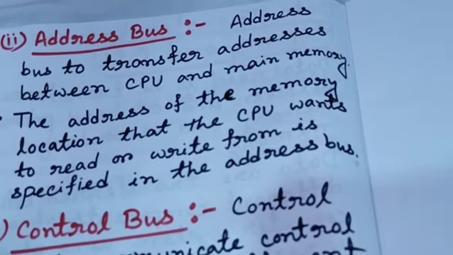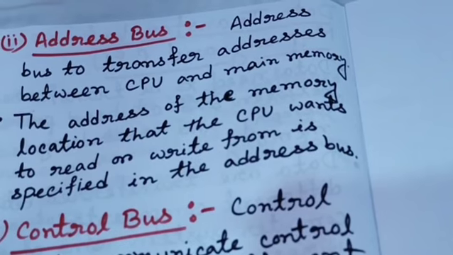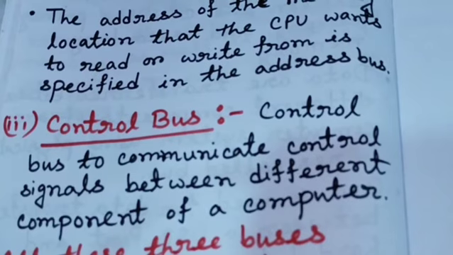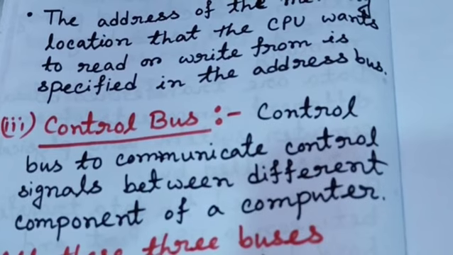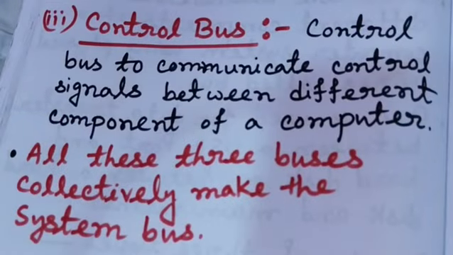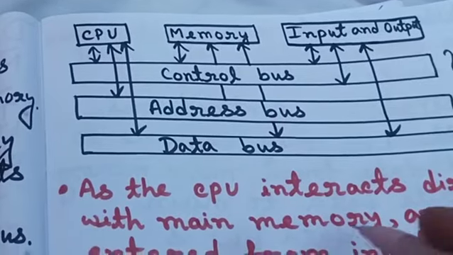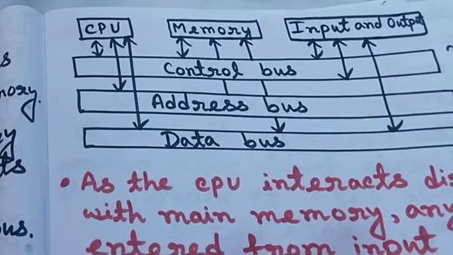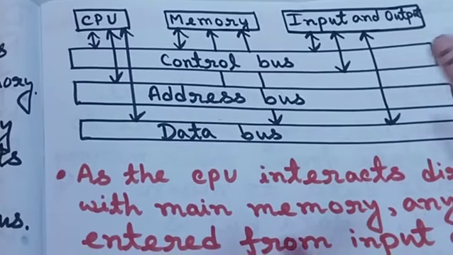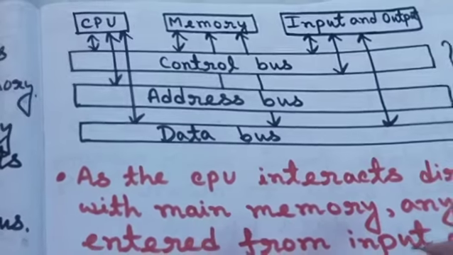The address of the memory location that the CPU wants to read or write from is specified in the address bus. Control bus: used to communicate control signals between different components of a computer. All these three buses collectively make the system bus. This is the figure of data transfer between components through system bus. The CPU, memory, input and output, the control bus, the address bus and the data bus.